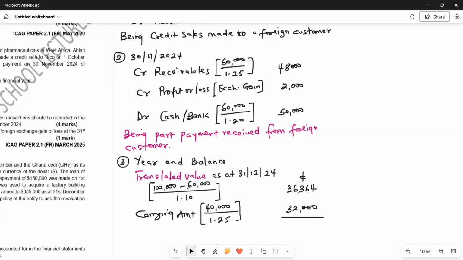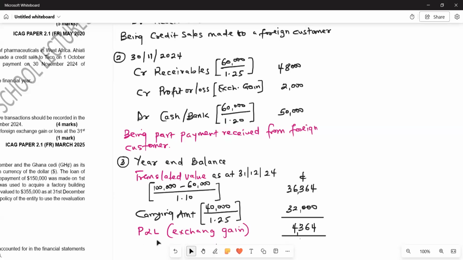Again, here you have to think. So here is an exchange gain. The exchange difference on settlement and on year-end balance, they all go to the P&L account. So how much are we getting? 4,364. So that is that.